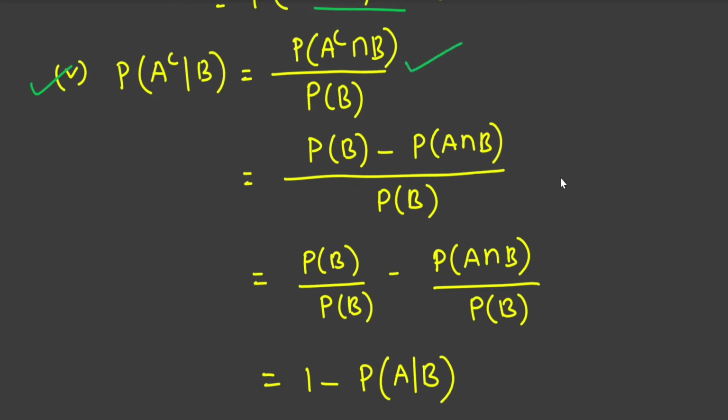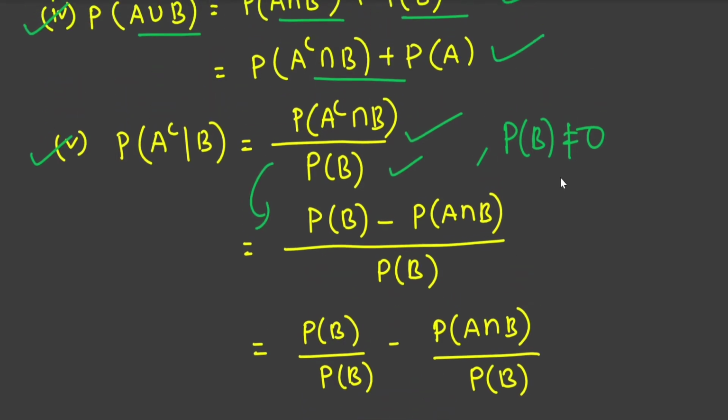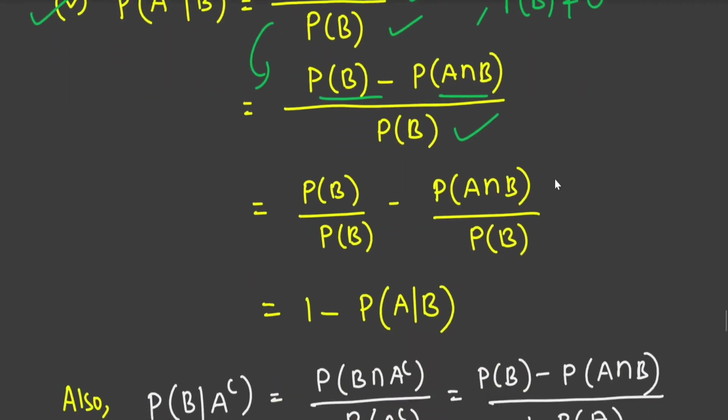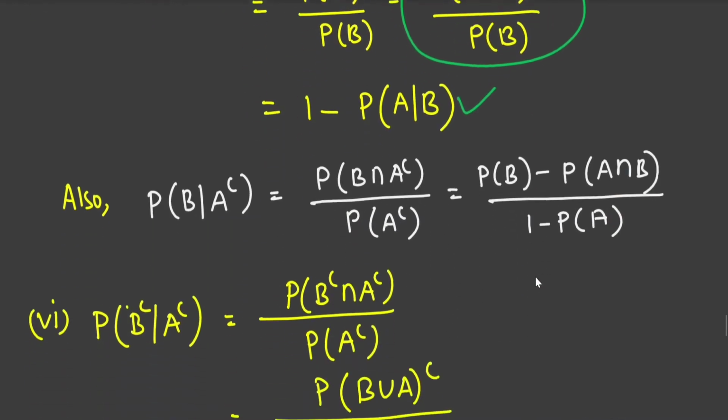The next one is probability of A complement given B, which is equal to probability of A complement intersection B divided by probability of B, provided probability of B is non-zero. If we simplify this using the above result, probability of A complement intersection B is equal to probability of B minus probability of A intersection B, divided by probability of B. If we divide this, we get 1 minus probability of A given B. So if we simplify this result, we get the last line.